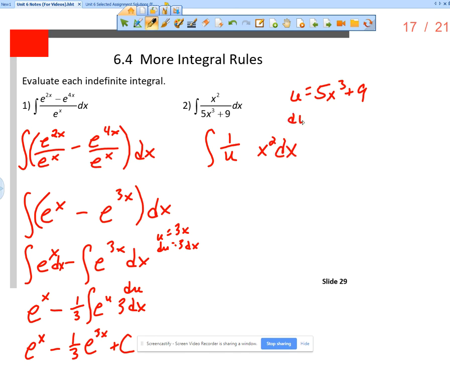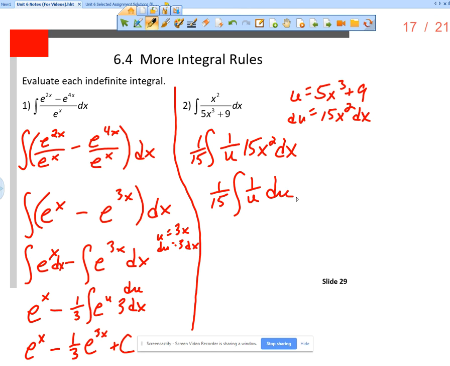And remember, the derivative of 5x cubed plus 9 is 15x squared dx. And remember, I had x squared dx. So that means I need a 15 with the x squared dx and a 1/15 on the outside. So now I have 1/15 integral of 1 over u du. And so 1/15, what is the integral of 1 over u? Remember, that's natural log of the absolute value of u plus c. So 1/15 natural log of the absolute value of 5x cubed plus 9 plus c.